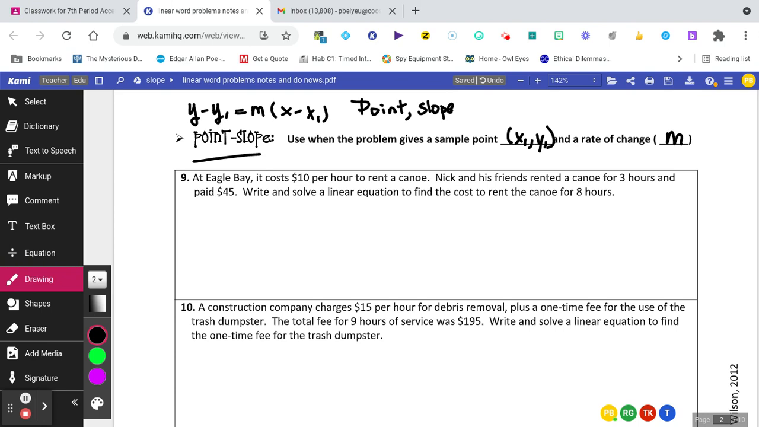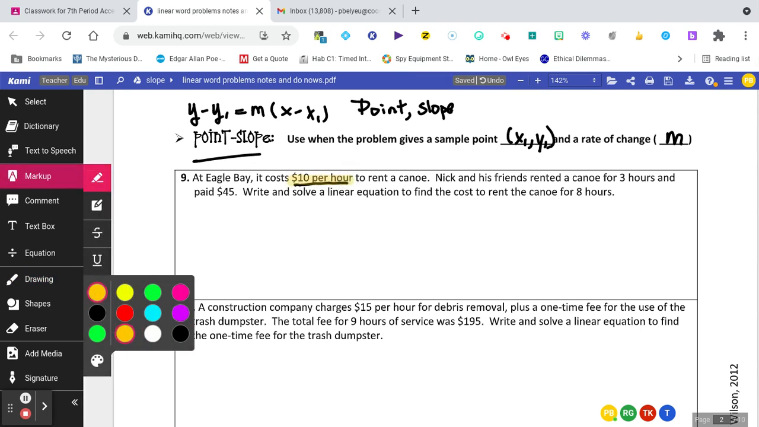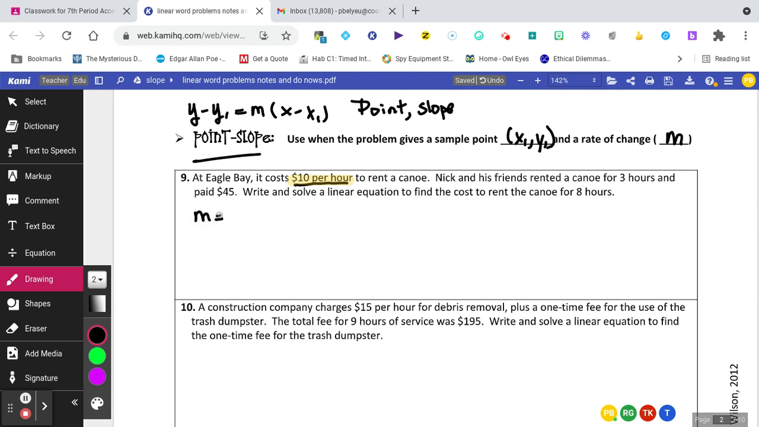So it says at Eagle Bay, it costs $10 per hour. Because it has a unit rate in it, I know that m is my slope. Your unit rate is your slope, $10 per hour. It costs $10 per hour to rent a canoe, okay? And then it goes on to say Nick and his friends rented a canoe for 3 hours and paid $45. So what that does, it gives you an x and a y. And we all know that the cost depends on the number of hours. So cost is your y and the number of hours is your x.